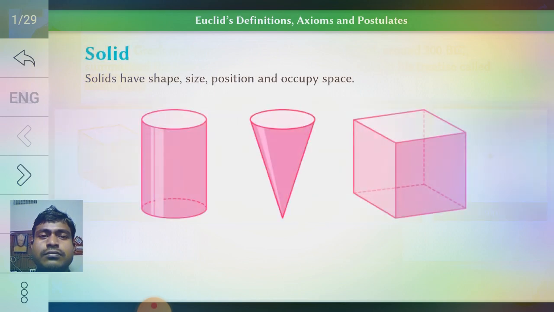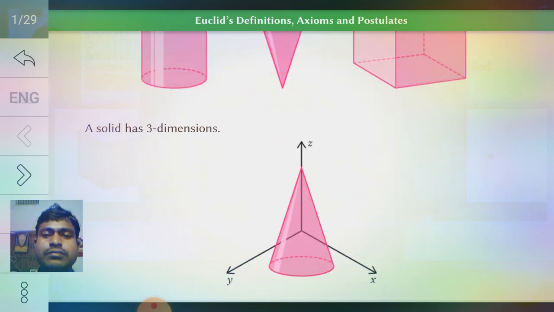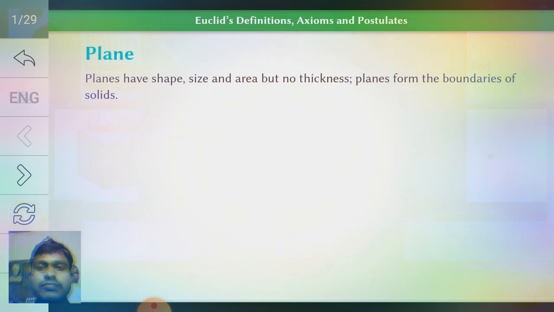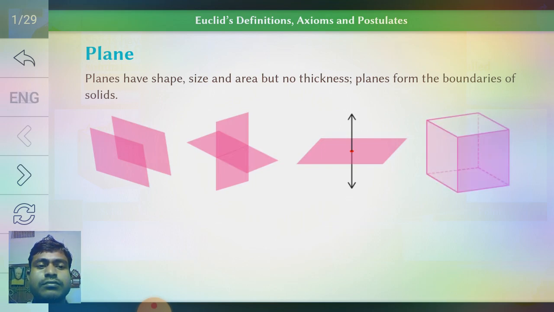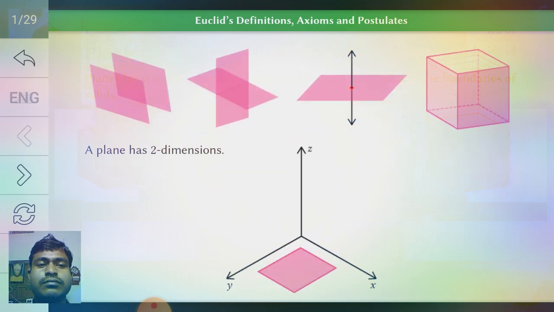Solids have shape, size, position, and occupy space. A solid has 3 dimensions. Planes have shape, size, and area, but no thickness. Planes form the boundaries of solids. A plane has 2 dimensions.